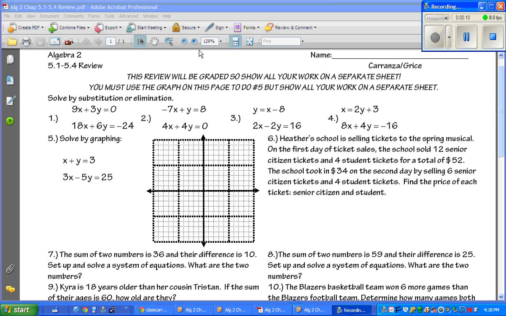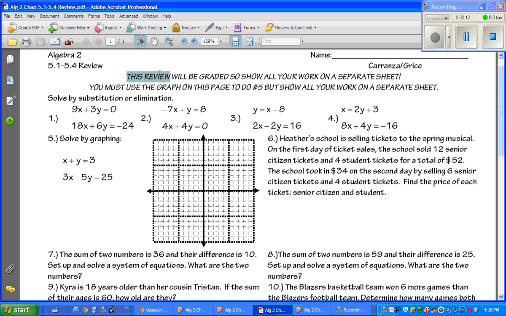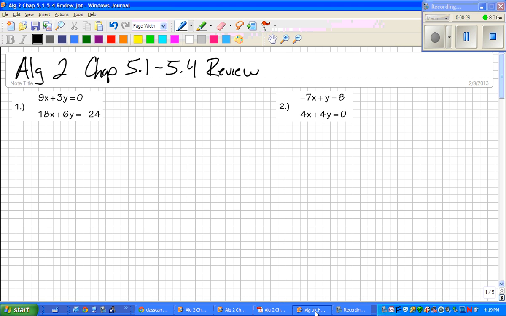Now, let's go ahead and read the directions. It says this review will be graded, so show all your work on a separate sheet. You must use the graph on this page to do number 5, but show all your work on a separate sheet of paper. So, here's my separate sheet of paper. Let's go ahead and get started.